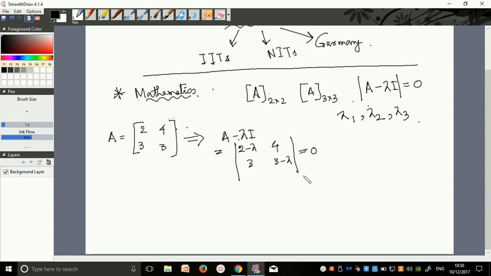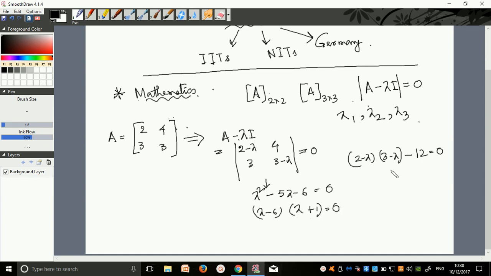It will give you, if you multiply 2 minus lambda into 3 minus lambda, minus 4 into 3, that is 12. That will give you lambda square minus 5 lambda minus 6 equal to 0. That is lambda minus 6 into lambda plus 1 equal to 0. So we have two values of lambda, that is 6 and minus 1.